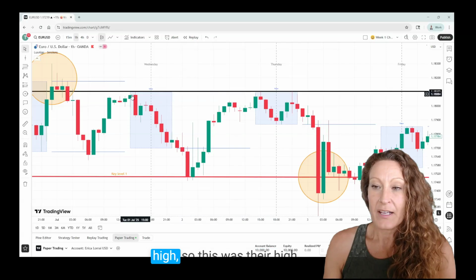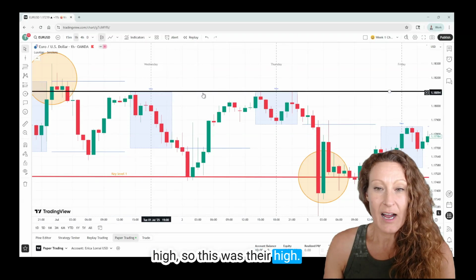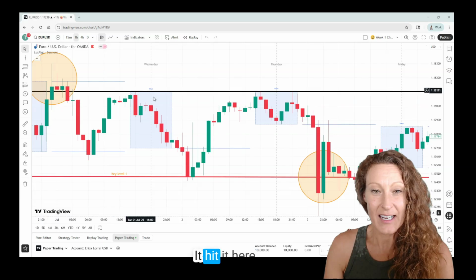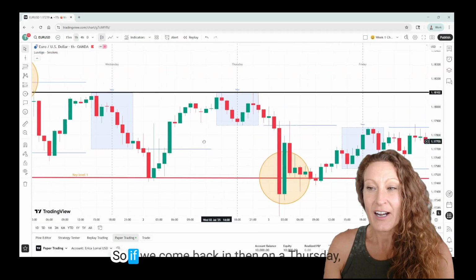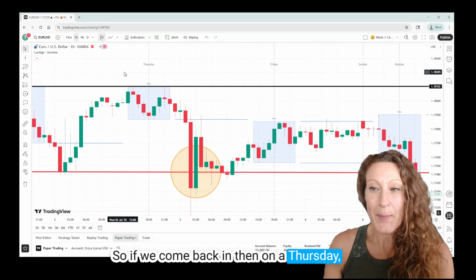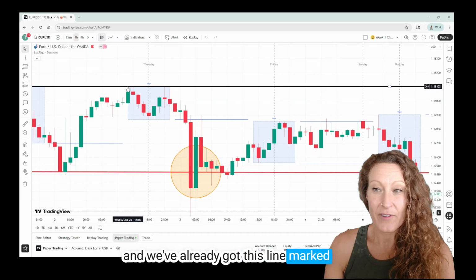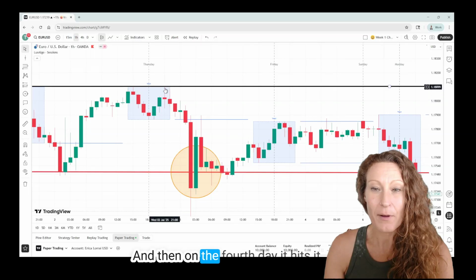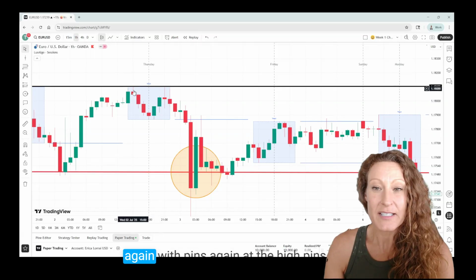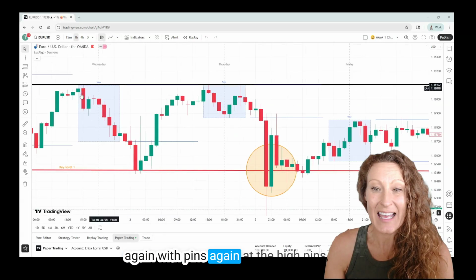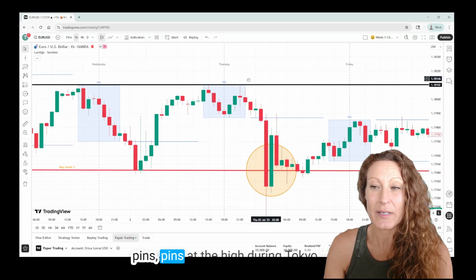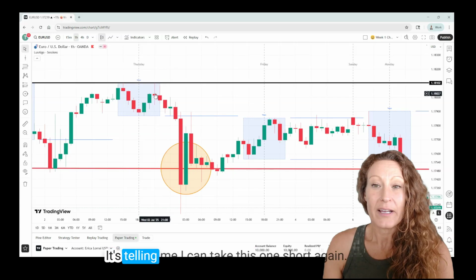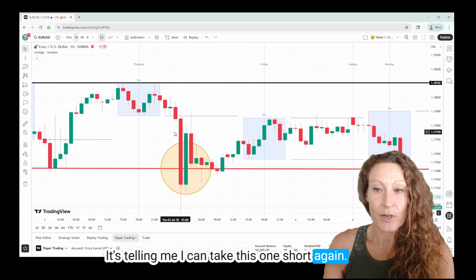And then again, they have the high. So this was their high. So they can't break this high. Look, it hit it here, it hit it here, it hit it here. So if we come back in on a Thursday and we've already got this line marked off because it's already hit it 3 times, 3 days in a row, and then on the 4th day, it hits it again with pins at the high during Tokyo. Right there, it's telling me I can take this one short again.